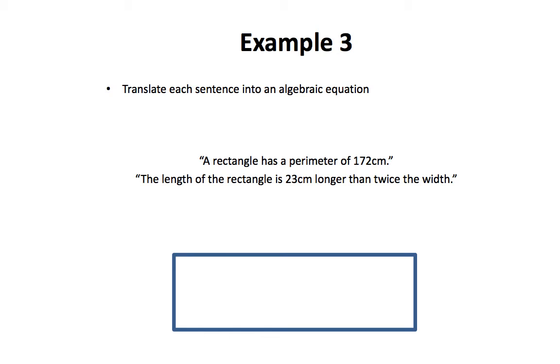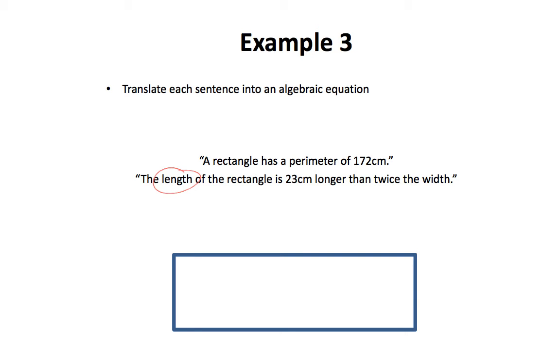In our last example, we want to translate each sentence into an algebraic equation. A rectangle has a perimeter of 172 centimeters. The length of the rectangle is 23 centimeters longer than twice the width. Let's take a look at the second sentence first.